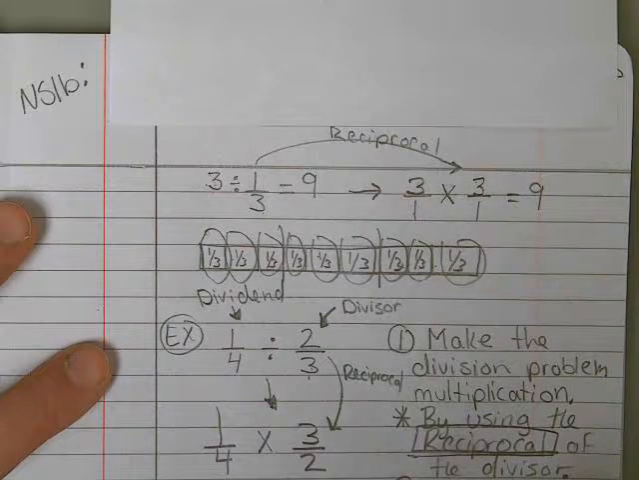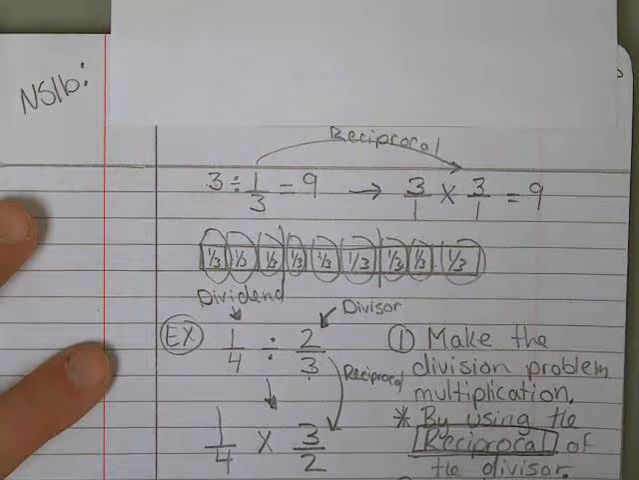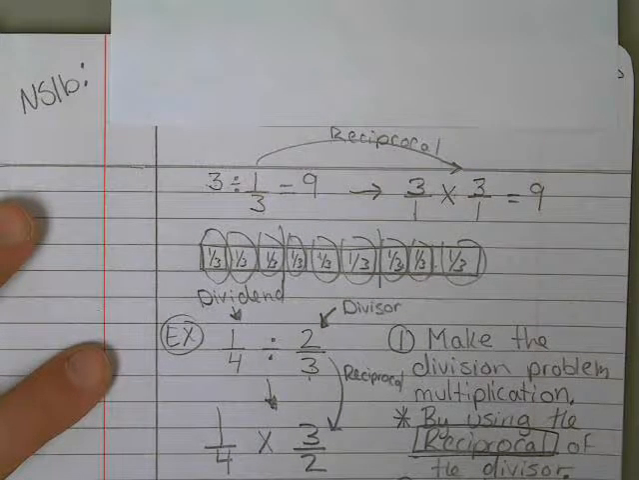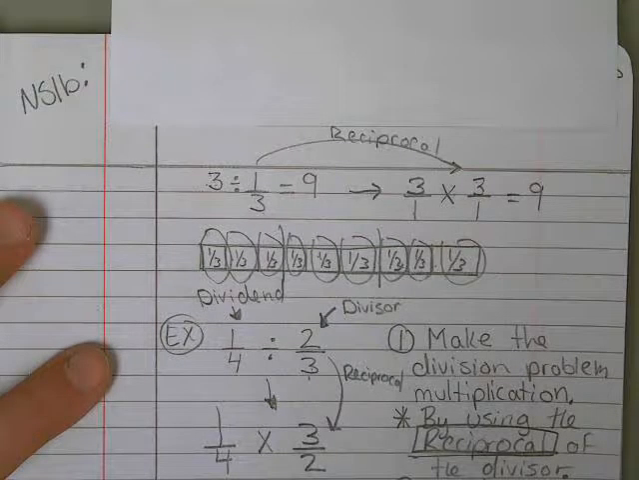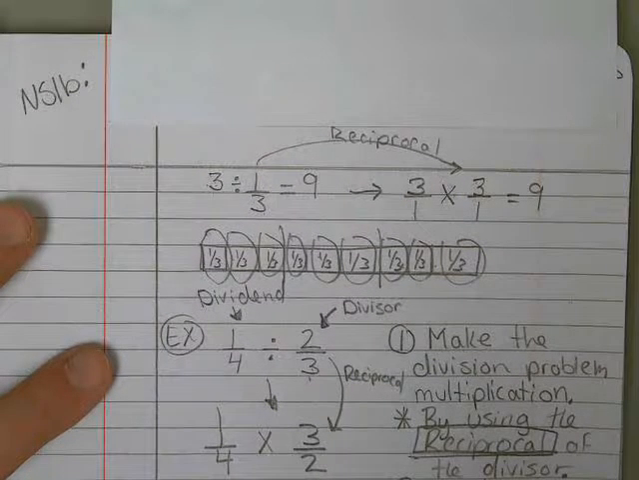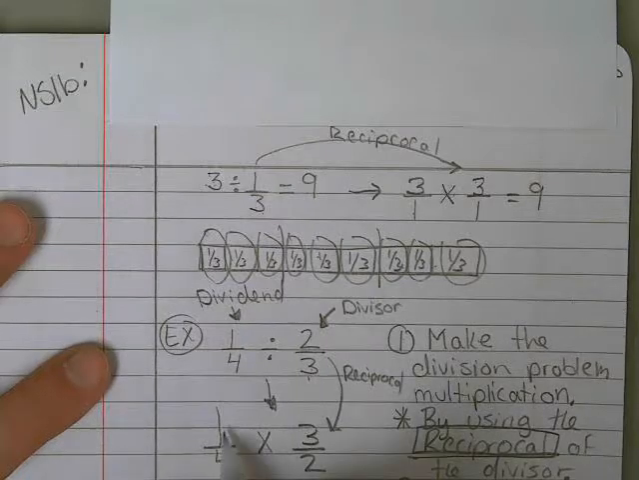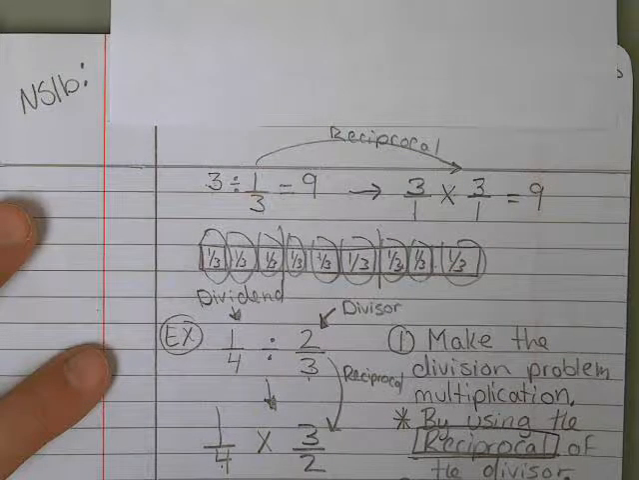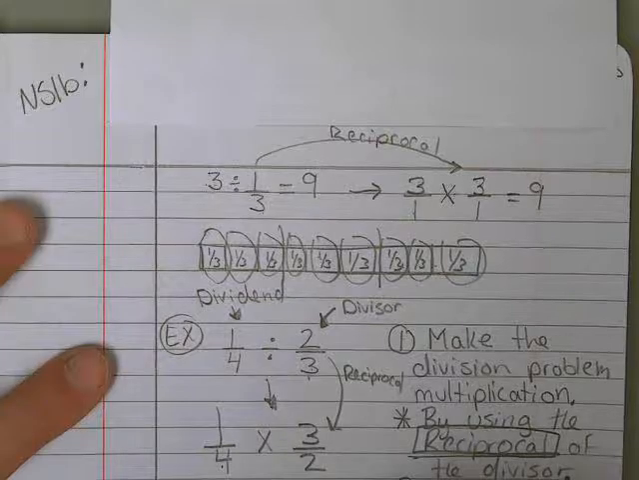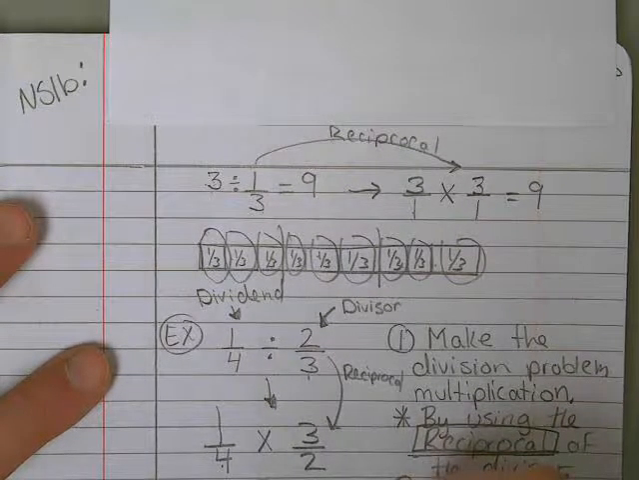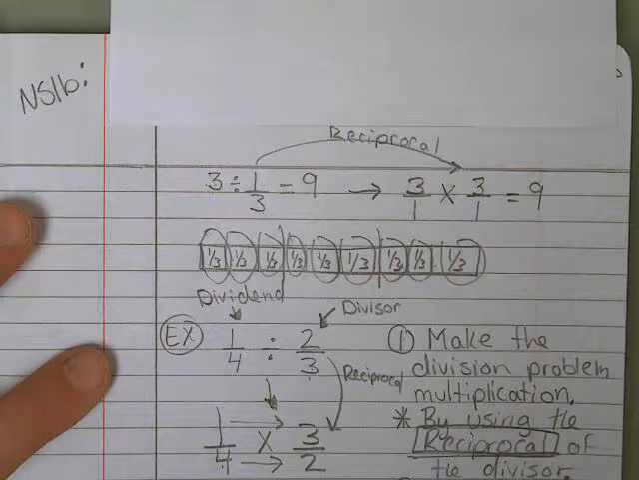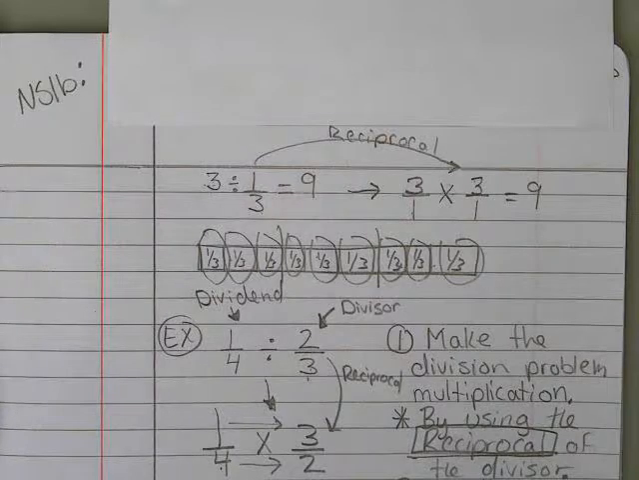So then step 2 is just multiply. And then step 3 is simplify, if needed. So 1 times 3 is 3. 4 times 2 is 8. 3/8 is our answer. Because again, we did 1 times 3 and 4 times 2. We multiplied those straight across because that's how we multiply.